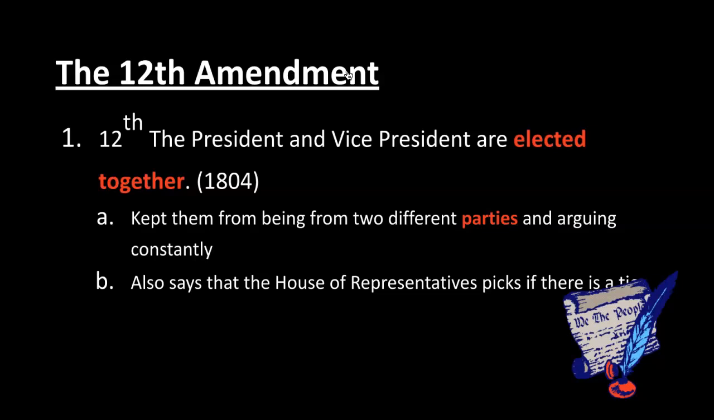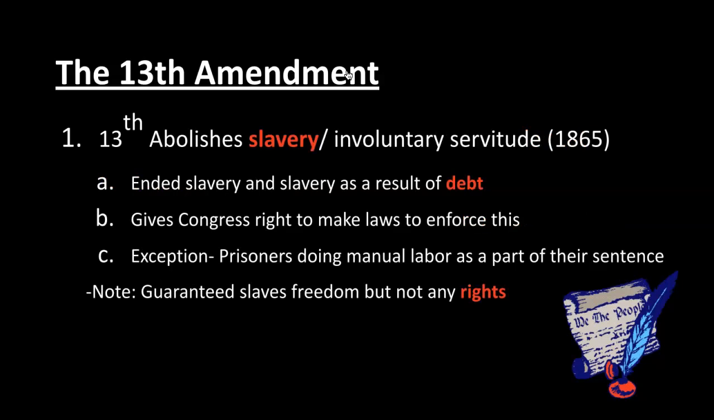The 13th Amendment is really important in that it abolished slavery in the United States, and it also abolished involuntary servitude. Enacted in 1865, right after the American Civil War, this ended slavery and slavery as a result of debt. Essentially, this provision gave Congress the right to make laws to enforce this and to oversee it fully. Now, there's an exception to this, just so you know: prisoners doing manual labor as part of their sentence is still allowed. In fact, our criminal justice system essentially carries forth this process. However, please understand that this amendment guaranteed slaves freedom, but not necessarily any and all rights. We'll get to more of that later.